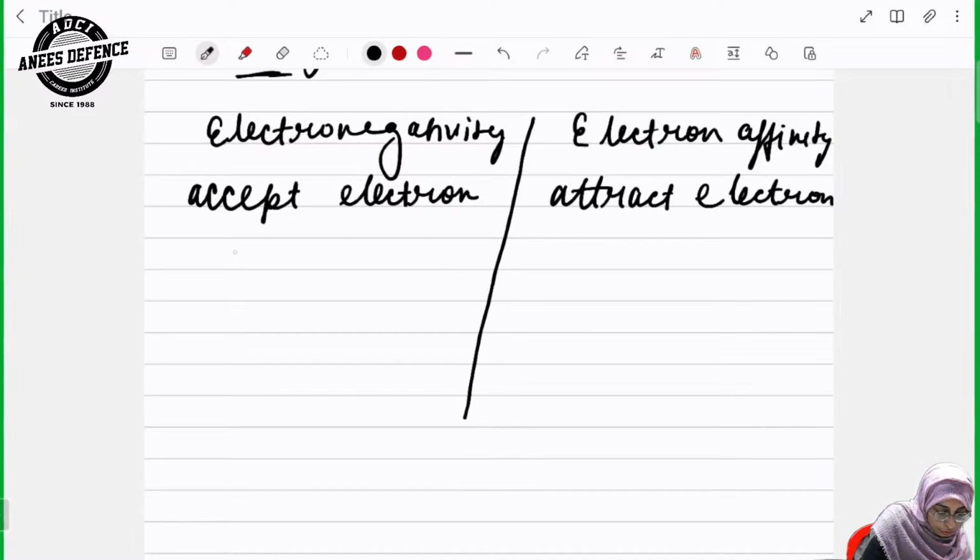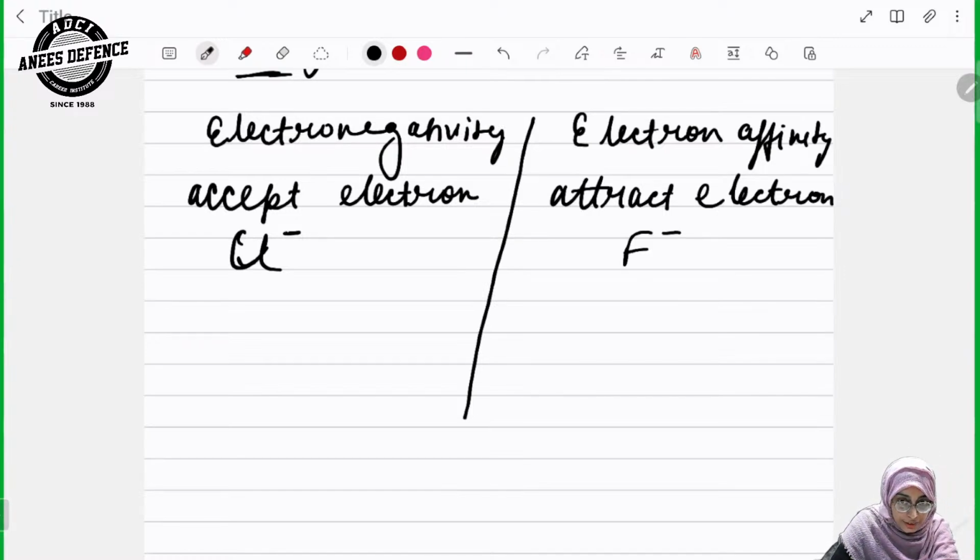We'll take an example of chlorine and fluorine. The electronegativity of chlorine is maximum, but the electron affinity of fluorine is maximum. Can you guess why this happened?